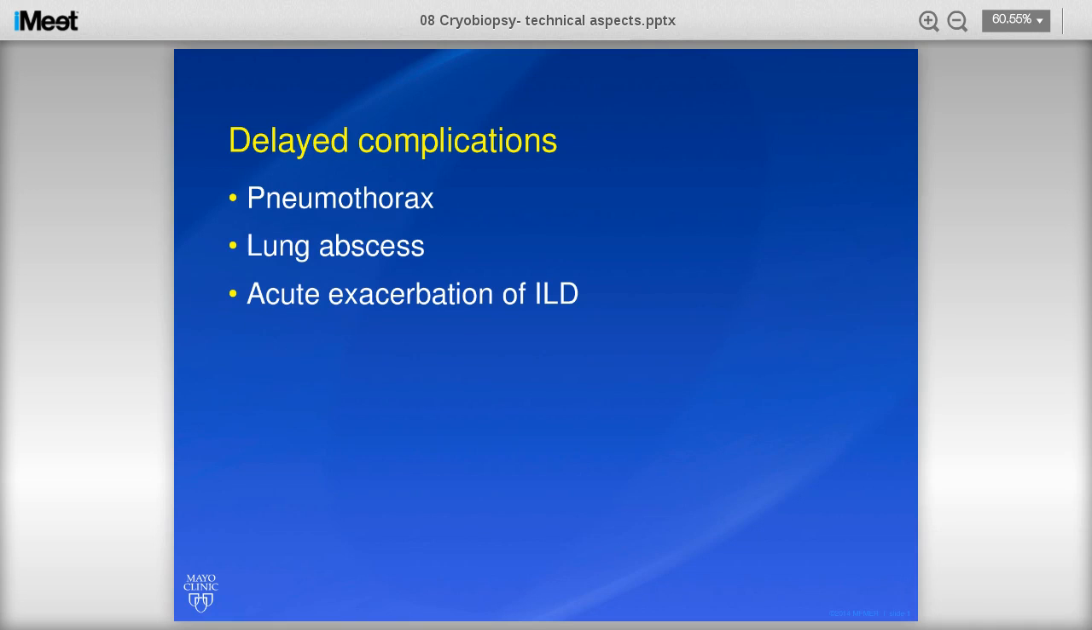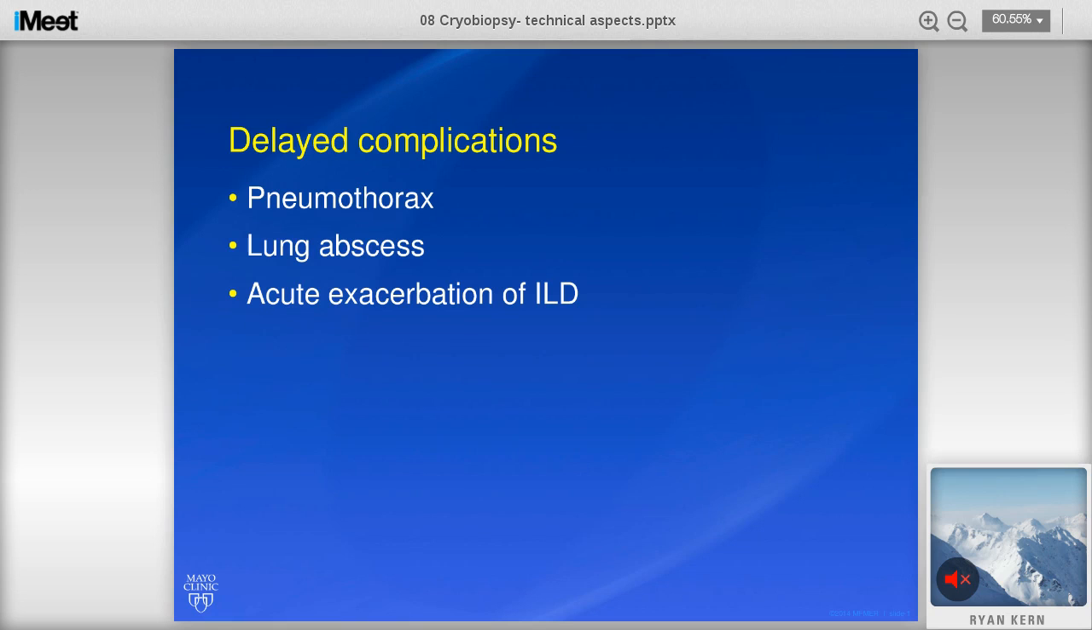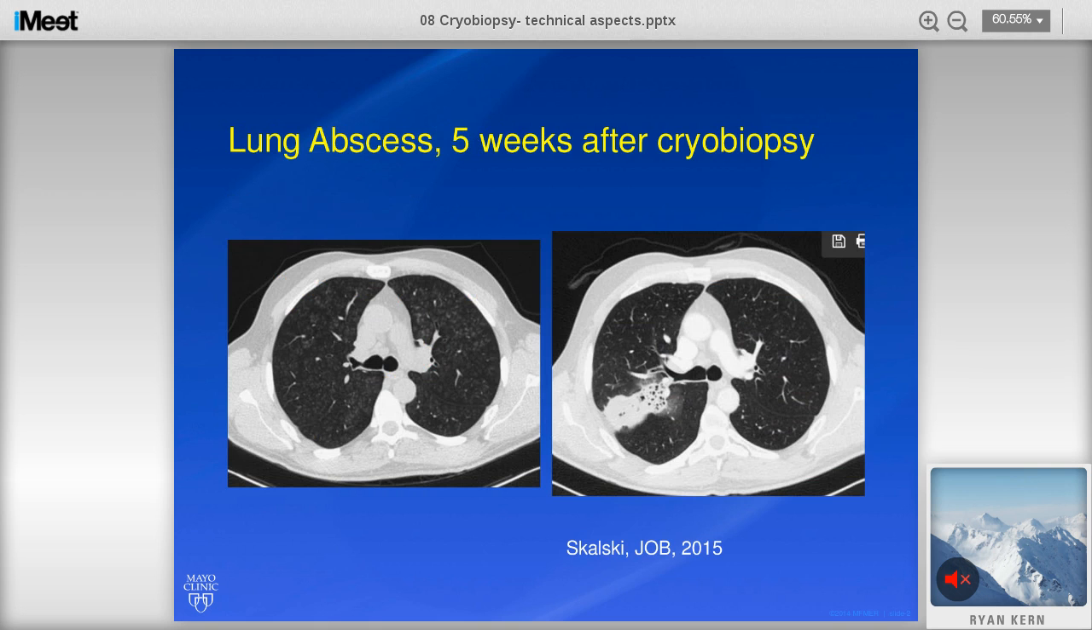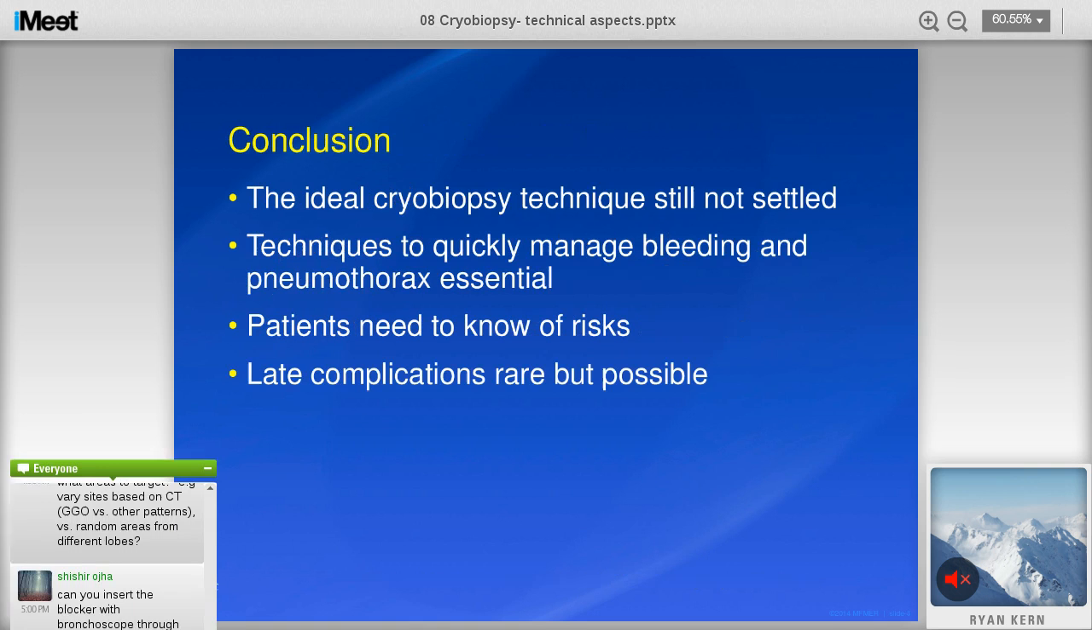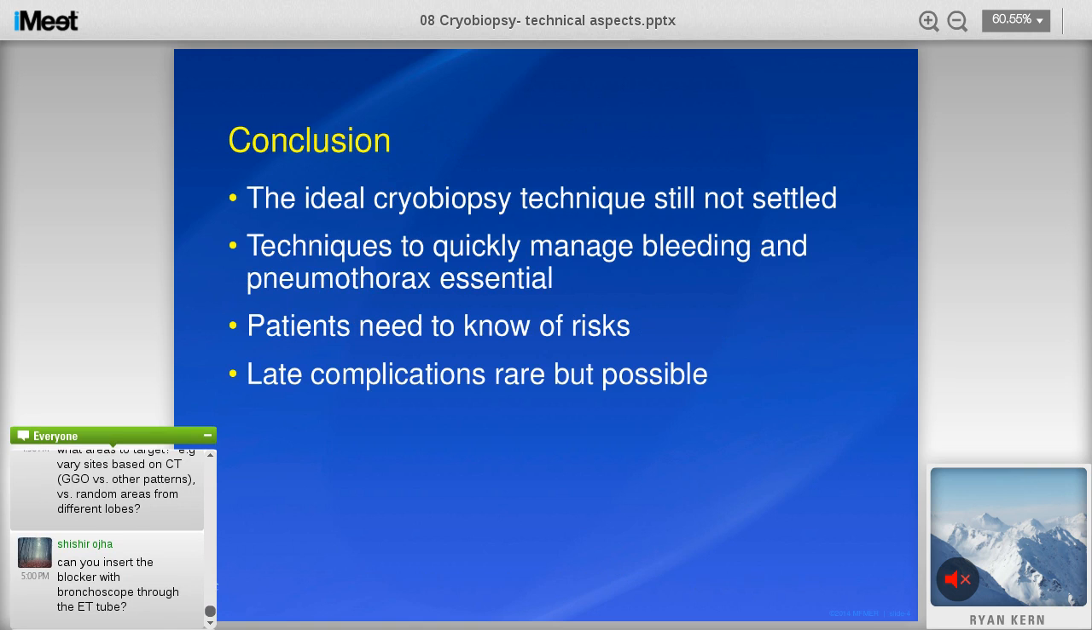And so, due to time, I'm going to go pretty fast over these last few slides here. So we talked about immediate complications. We've seen delayed pneumothoraces. We've had a case of a lung abscess, and acute exacerbations of ILD have been reported. Here's just a lung abscess that we had a few weeks out from cryobiopsy. I think the acute exacerbations of ILD is something really critical that these registries start to report. I don't think we really know the true incidence of this yet. I think we're all confident that it's less than surgical lung biopsy, but this is another important area.